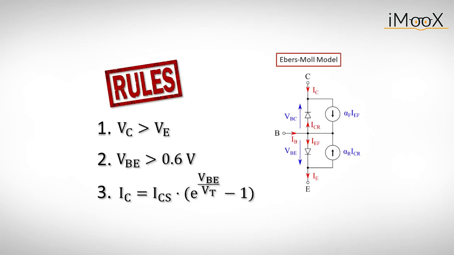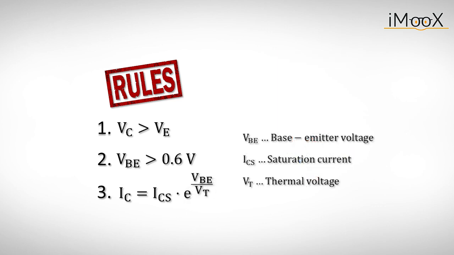Without going too much into detail, we get a new equation for our collector current, which is called the Ebers-Moll equation. It is derived from this more complex model of a bipolar transistor. If you want to know more about the Ebers-Moll model, you can find some links in the video description. For now, we are happy with the simplified version of this equation, which will suffice for all our purposes.